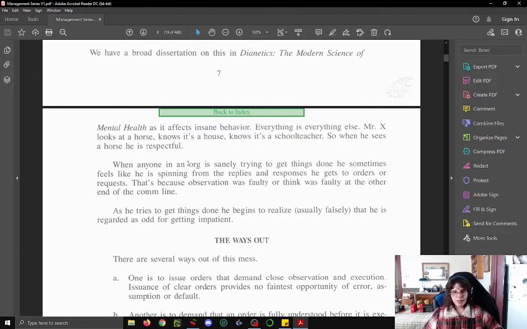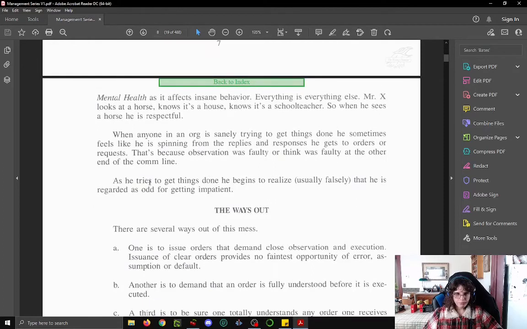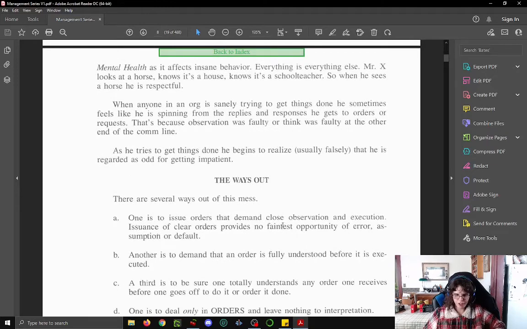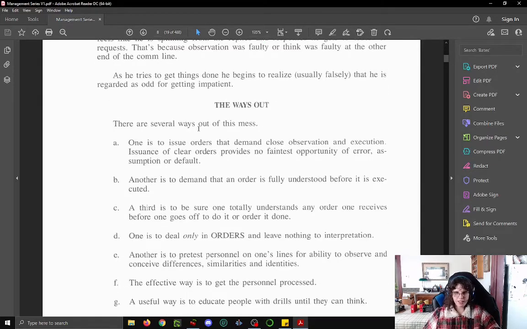When anyone in an org is sanely trying to get things done, he sometimes feels like he's spinning from the replies and responses he gets to orders or requests. That's because observation was faulty or think was faulty at the other end of the comm line. Well, according to you, it may be because he doesn't understand a word. If he's feeling sort of spinny, then he may not understand something. As he tries to get things done, he begins to realize, usually falsely, that he's regarded as odd for getting impatient. The ways out. There are several ways out of this mess.